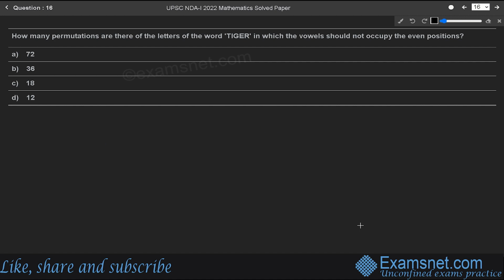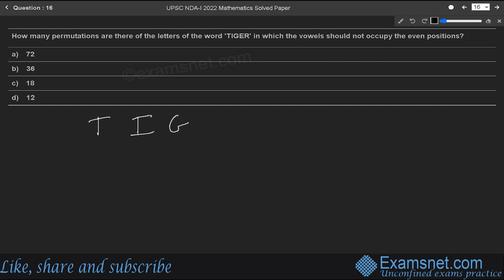Next question is, how many permutations are there of the letters of the word tiger in which the vowels should not occupy the even positions? This type of question comes from permutations and combinations. In this question, we are asked to find permutations of the letters of the word tiger in which vowels should not occupy the even positions.